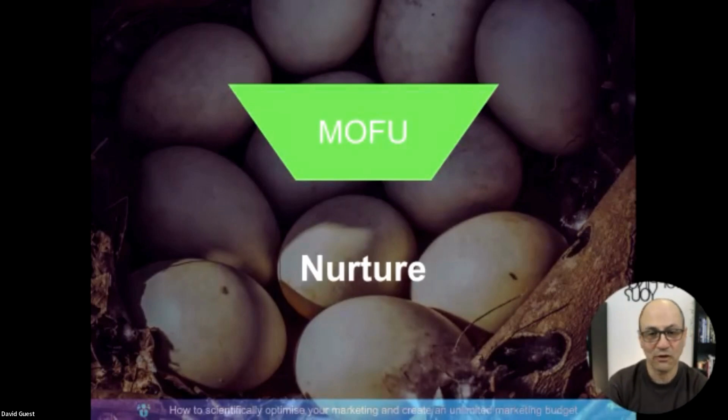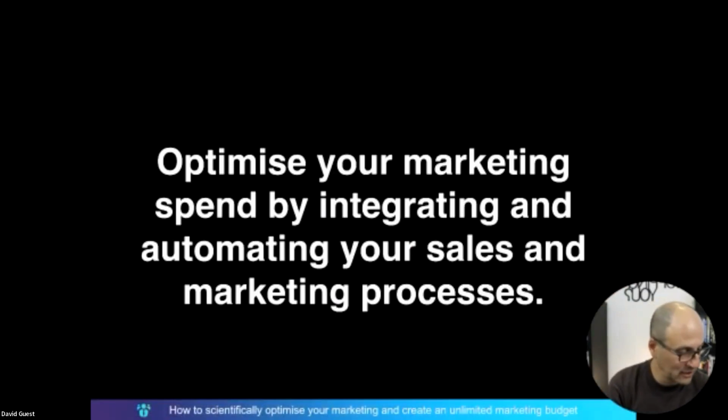So Pete's going to be talking a bit about this. His presentation is going to be about optimizing your marketing spend by integrating and automating your sales and marketing process. Now, for some of us, we love process. For some of us, we hate process. But for me, this is how you plug the holes in the funnel because you've got leads that aren't ready to buy. And what do you do with them?